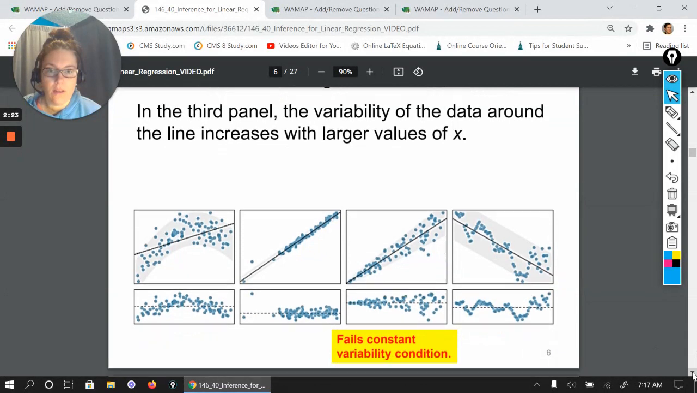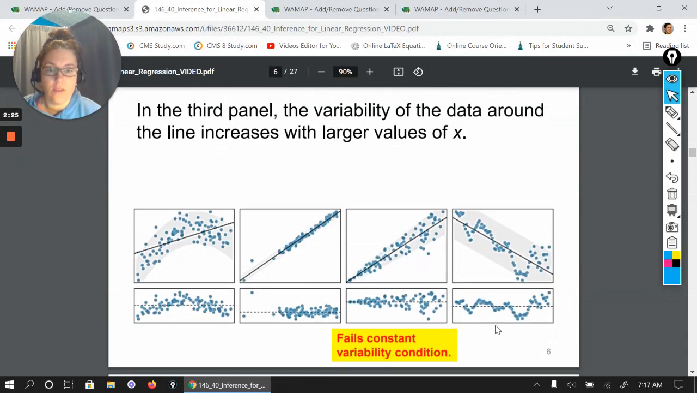In the third panel, the variability of the data around the line increases with larger values of x. So we get kind of this cone-shaped situation here. So this would fail the constant variability condition.